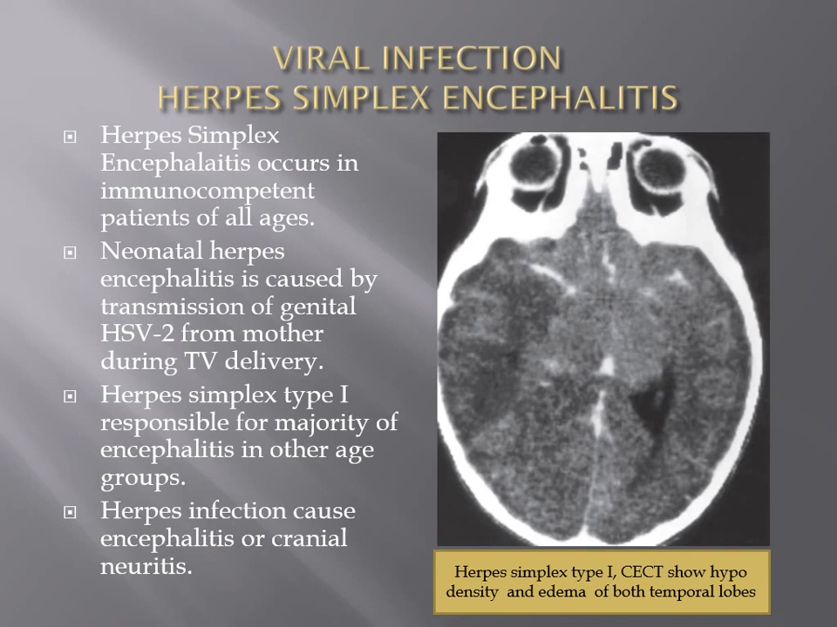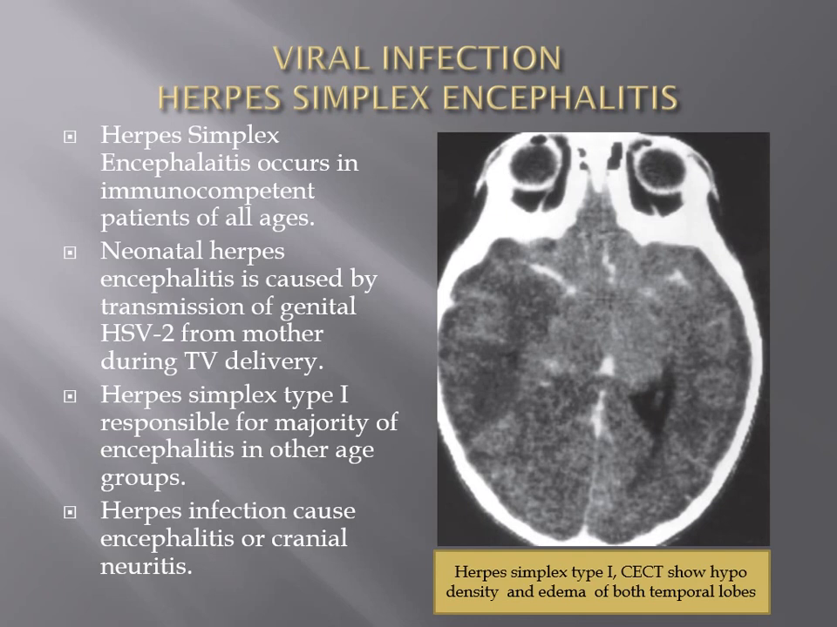Viral infection, herpes simplex encephalitis. Herpes simplex encephalitis occurs in immunocompetent patients of all ages. Neonatal herpes encephalitis is caused by transmission of genital herpes simplex virus type 2 from the mother during delivery. Herpes simplex type 1 is responsible for the majority of encephalitis in other age groups. Herpes infection causes encephalitis or cranial neuritis.